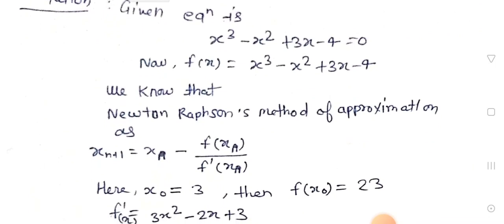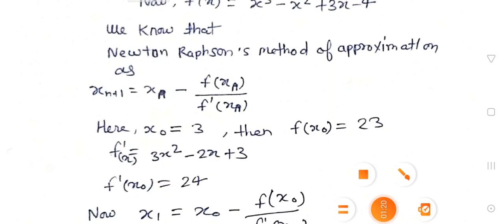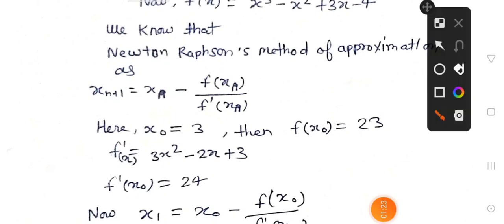Now we know that the Newton-Raphson method of approximation is x(n+1) is equal to x(n) minus f(x(n)) upon f dash x(n). That means, for the second iteration, the (n+1) iteration approximation is equal to x(n) minus f(x(n)) upon f dash x(n).